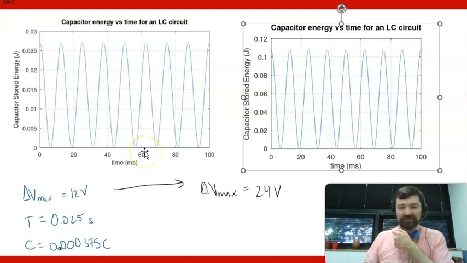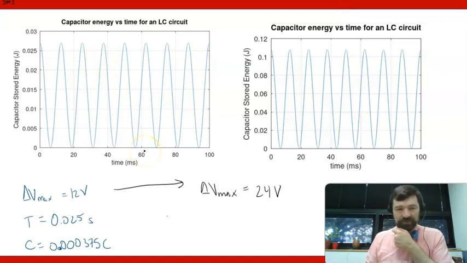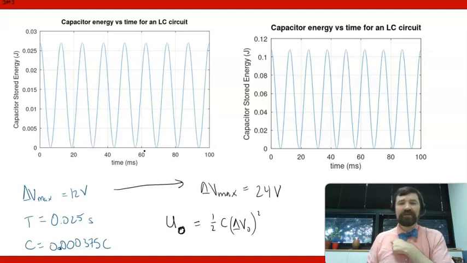Because again, we expect for energy maximum, we could call this U naught, to look like 1/2 C delta V naught squared. So if I've doubled this number, I square it, that means I've quadrupled this number. And so my maximum here is about 4 times, or is 4 times my maximum here.